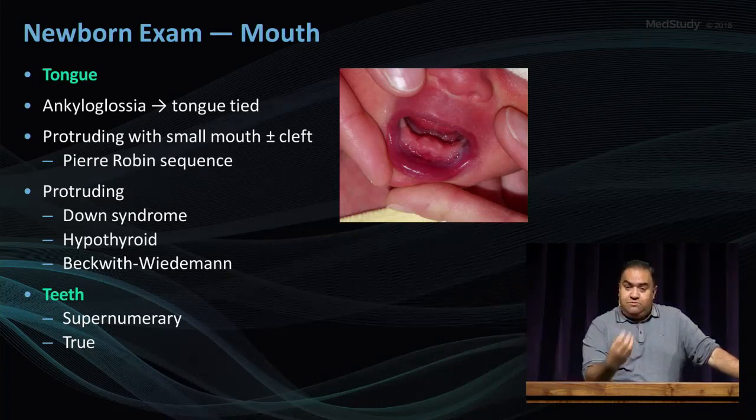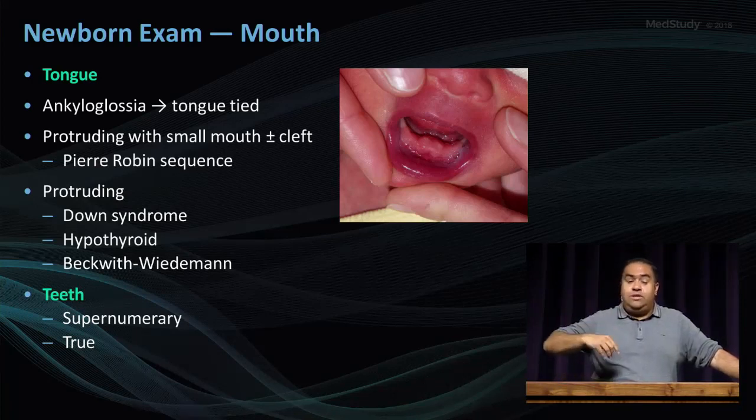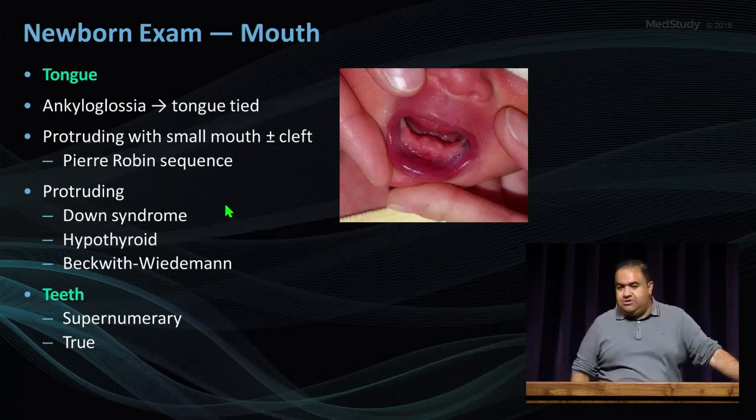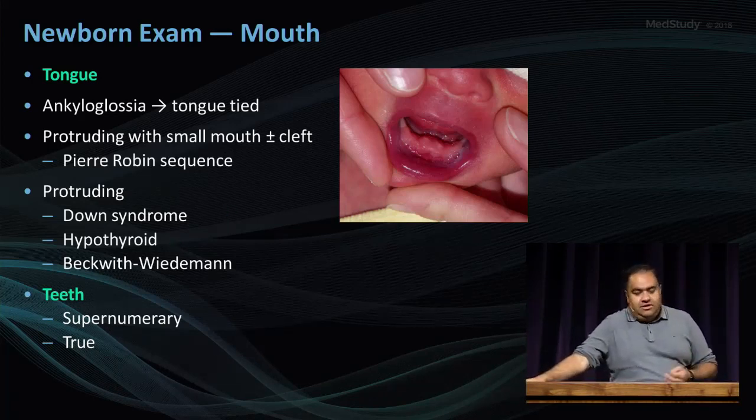If you have a really protruding tongue, a large tongue, think about Down syndrome, think about hypothyroidism, and think about Beckwith-Wiedemann, particularly if you have hypotonia plus large tongue in the newborn, because they may or may not have omphalocele, but think about Beckwith-Wiedemann syndrome.